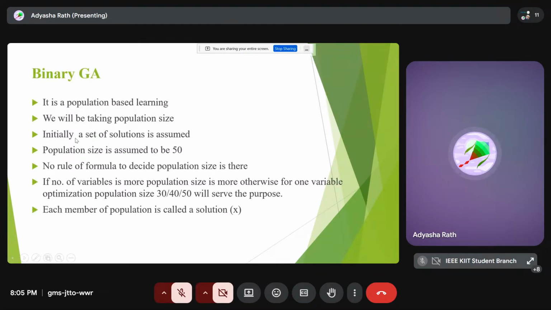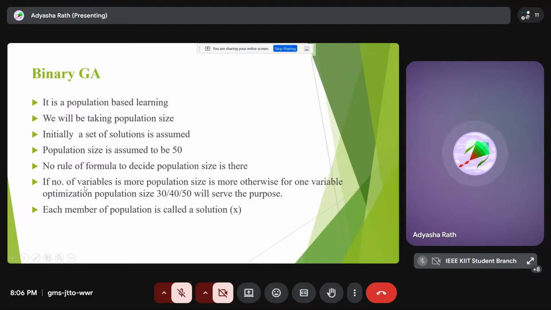First of all, genetic algorithm is a population-based learning algorithm. Here we will take a population size. Initially a set of solutions is assumed, and here we have taken the population size as 50. To decide the population size, there is no rule. You can take as much as you like. If the number of variables is more, the population size is more. Otherwise, for one variable, the population size will be either 30, 40, or 50.